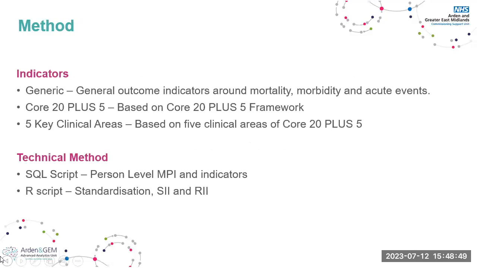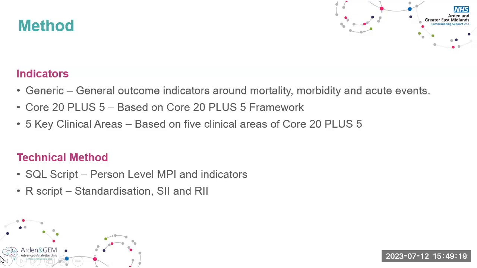So with the tool that I will shortly go through, I just wanted to describe a little bit about the method we use. The indicators that we have in the tool are in 3 different cohorts. We have generic indicators that are around mortality, morbidity and acute events. We also have indicators that are underpinned by the Core 20+5 framework. And then we have another cohort of indicators that are formed from the 5 key clinical areas of the Core 20+5 framework.